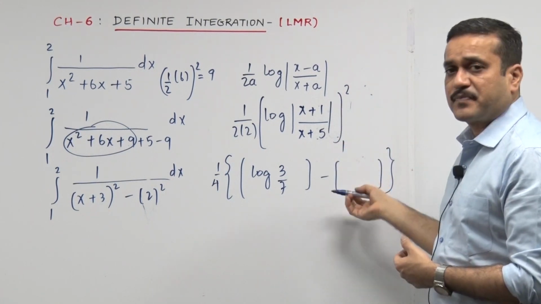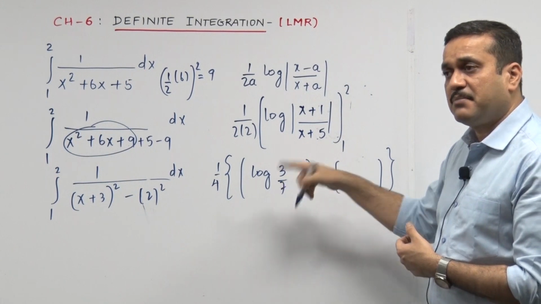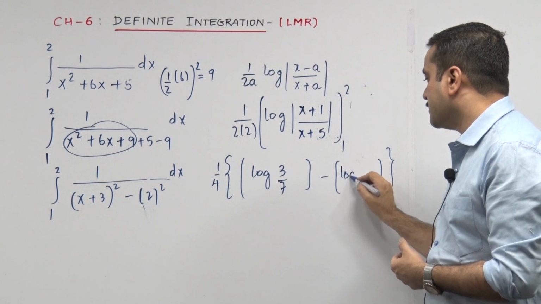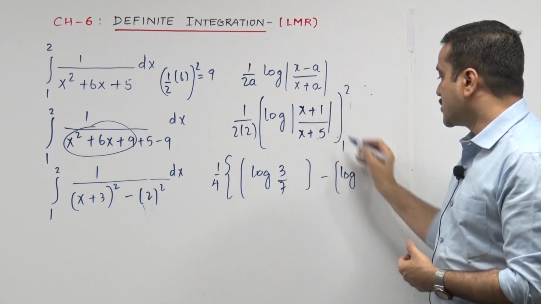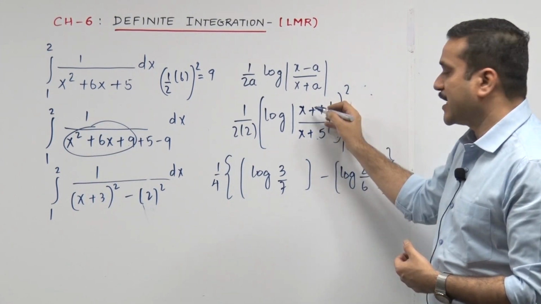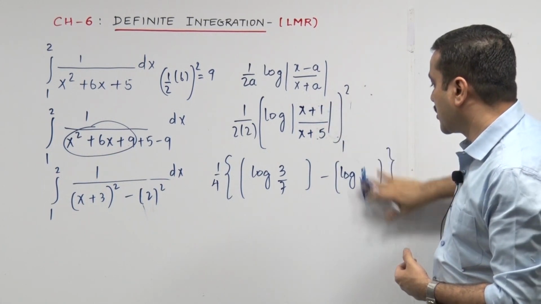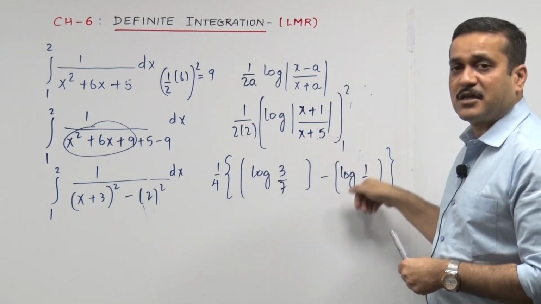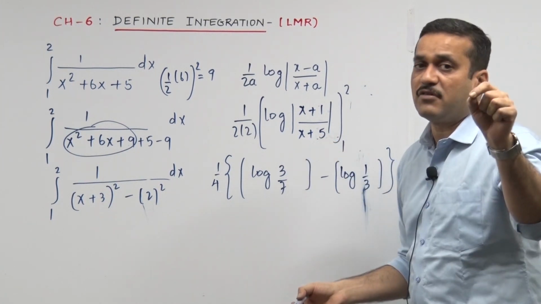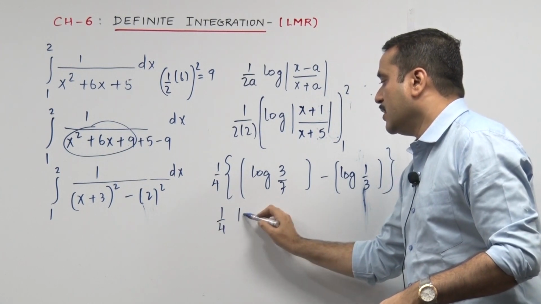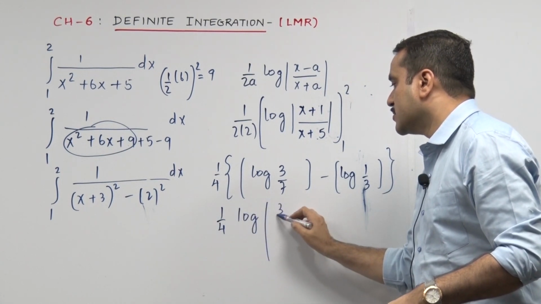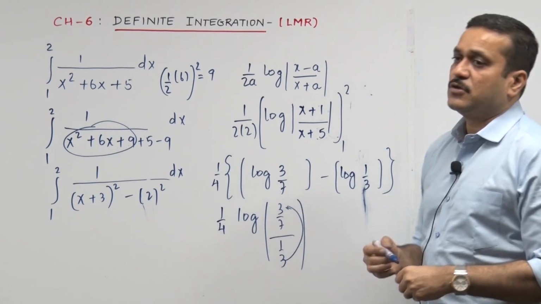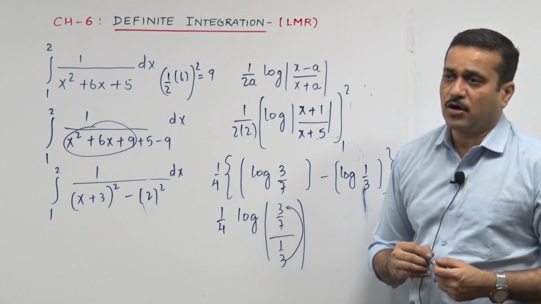The second bracket, it's upper minus lower. Now for the lower limit, log, you're pushing in your x. When you put your x as 1, it's going to be 2 by 6, and that you can reduce to 1 by 3. Now from your end, you can easily see that's log a minus log b, so you can always compress it into log of a upon b. 1 by 4 log of a upon b. So that goes 3 by 7, the whole upon 1 by 3, and then you can push that up. You can make it log of 9 by 7.